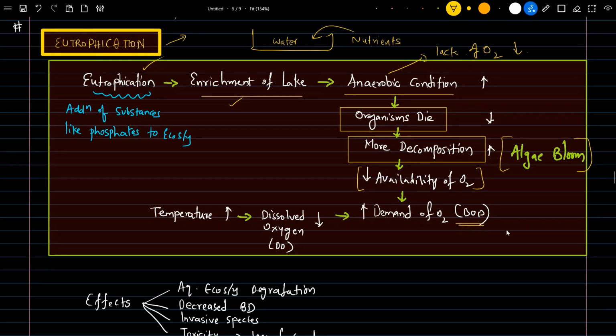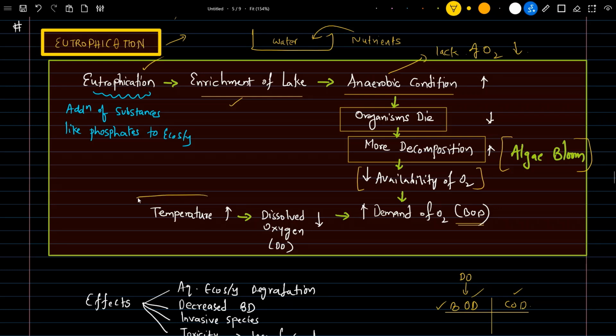This basically increases biological oxygen demand. In a normal situation, dissolved oxygen is there in the water body. With more decomposition, a lot of oxygen is demanded by the organisms or algae responsible for decomposition. So oxygen demand is increasing, and this is simply called the biological oxygen demand. There is also another concept, chemical oxygen demand. Let's see the difference between biological oxygen demand, BOD, and chemical oxygen demand, COD, a little later.